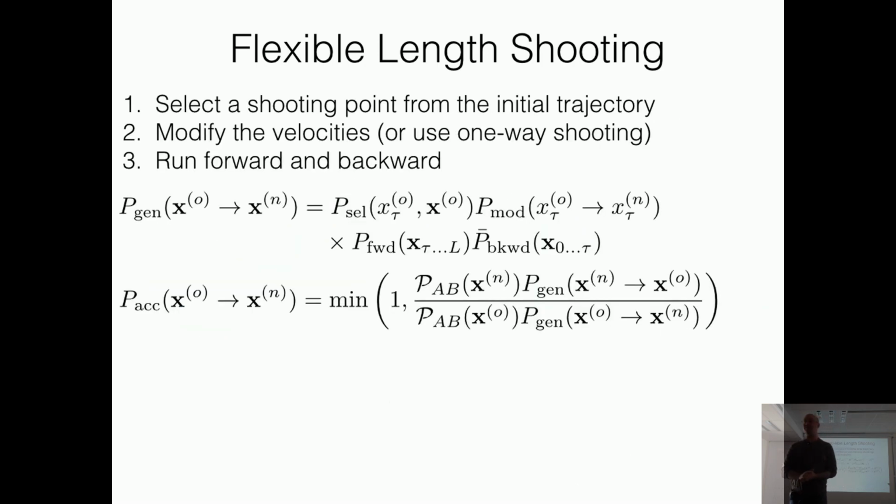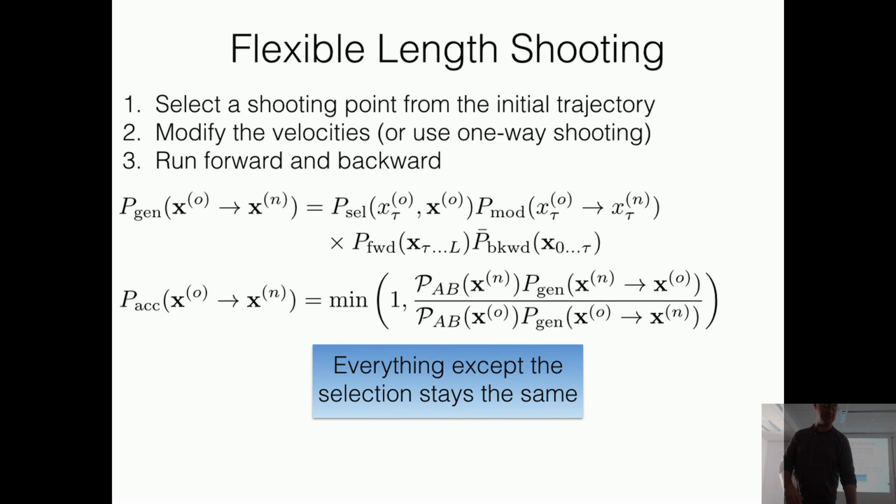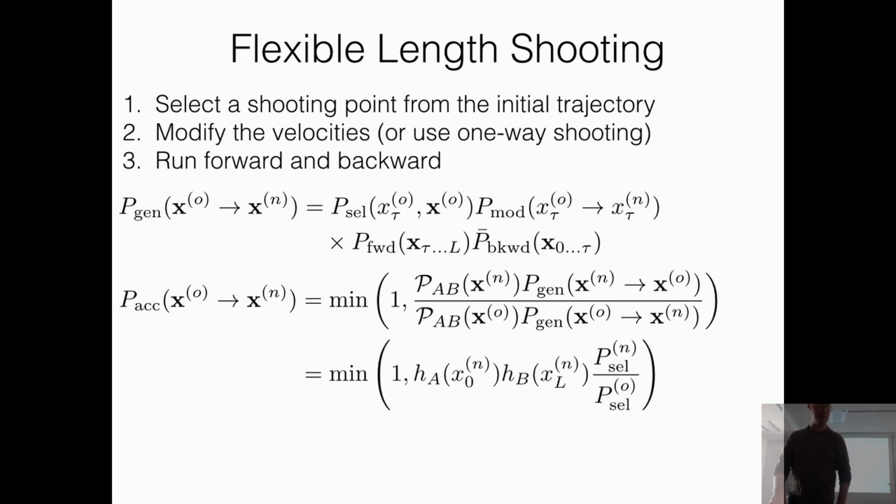Algorithmically, how do we do this? Again, we're going to split it into parts: select the shooting point from the initial trajectory, modify the velocities, or we can use one-way shooting, and run forward and backward. So we get a very similar kind of setup as we've had before. The only difference here compared to everything else is that the selection probability has changed. Everything comes down to just this ratio of these two shooting point selections from the new trajectory and the old trajectory.